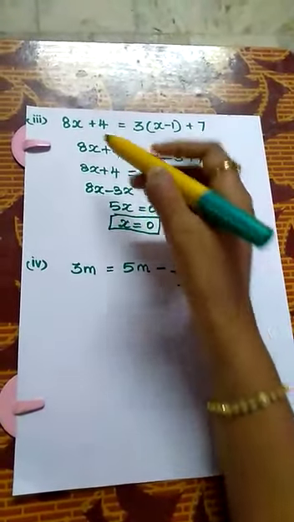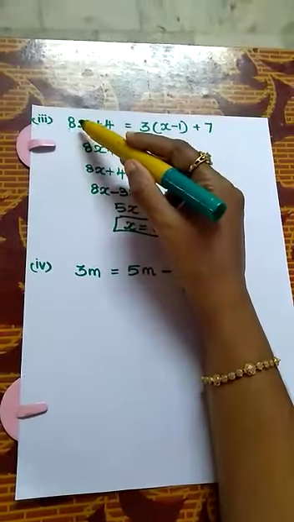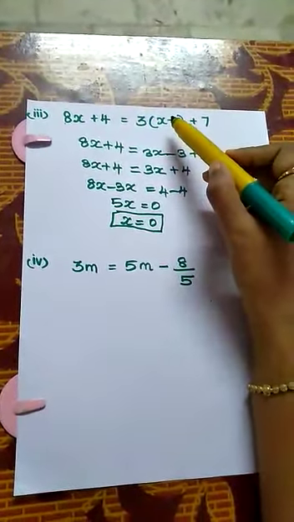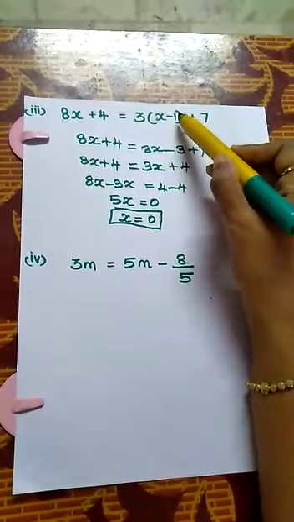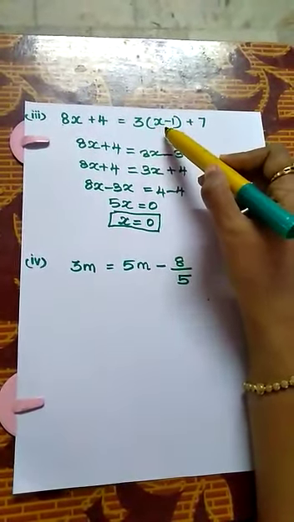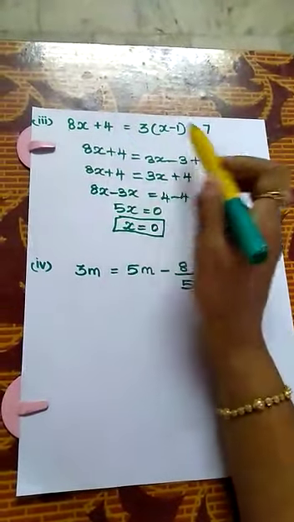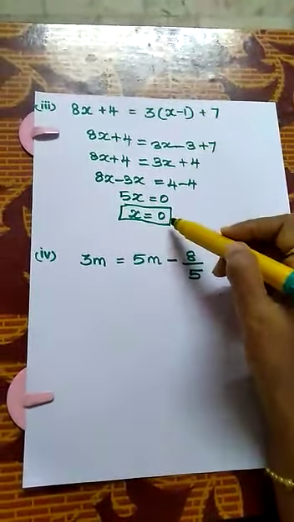x is equal to 0. Apply the x value here. 8 into 0, 0. 0 plus 4, what is the answer? 4 only. Apply in RHS also. 0 minus 1, minus 1. Minus 1 into 3, minus 3. Minus 3 plus 7 is also 4. So our LHS is equal to RHS. So the solution is correct.